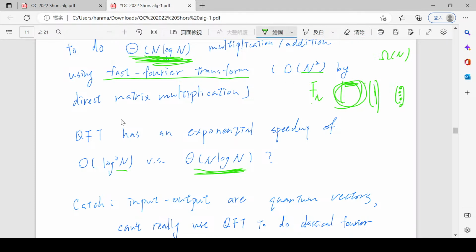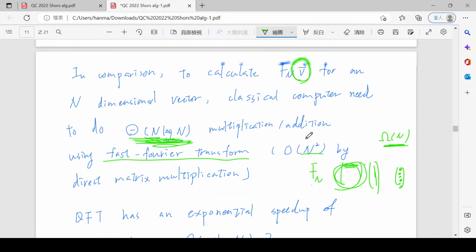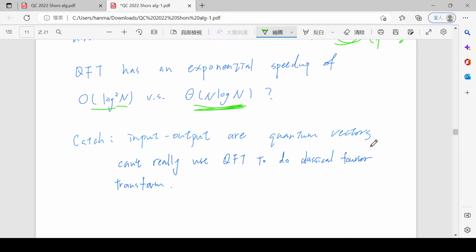Well, it's tricky, right? Yes and no. So as we said, for classical Fourier transform, just for writing down the answer, you need Omega(n) time. So how does the quantum Fourier transform get to be so fast? That's because the quantum Fourier transform has a different input-output data structure. The input and output of the quantum Fourier transform is a quantum vector. And there is no easy way to turn a quantum vector into a classical vector, right?